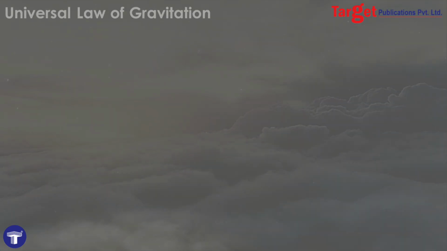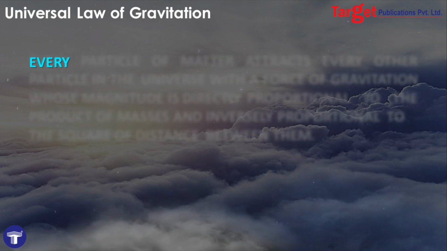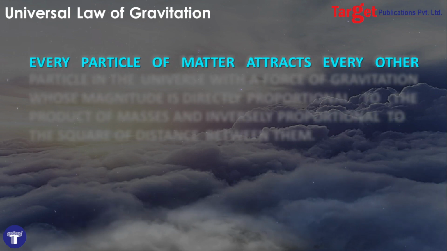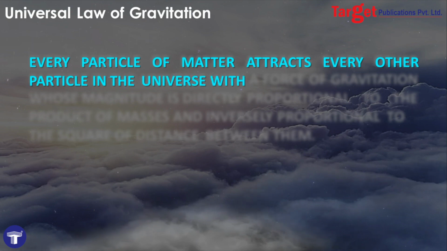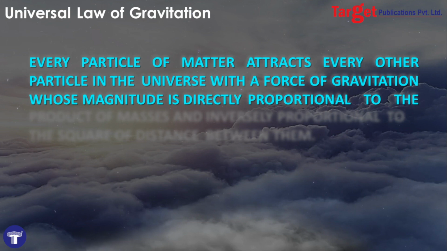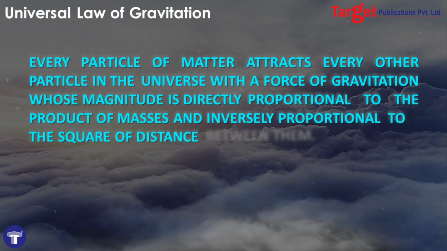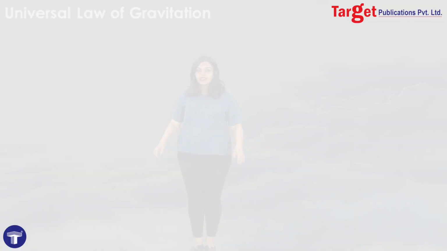And then came along Newton and gave his universal law of gravitation, which solved this wonderful mystery. So the universal law of gravitation basically says that every particle in the universe attracts every other particle with a force of gravitation whose magnitude is directly proportional to the product of masses and inversely proportional to the square of distance between them.